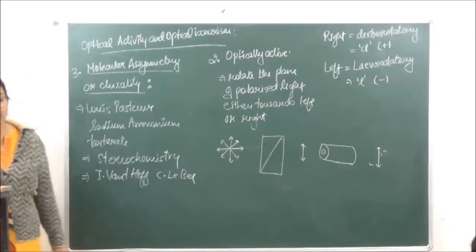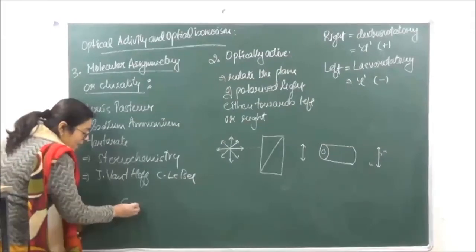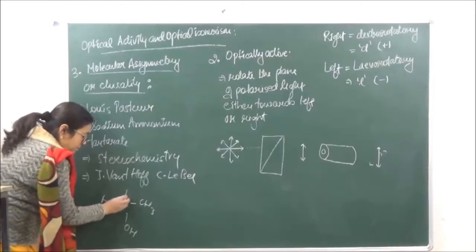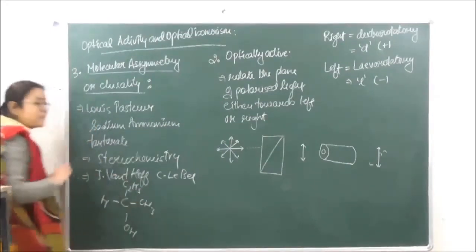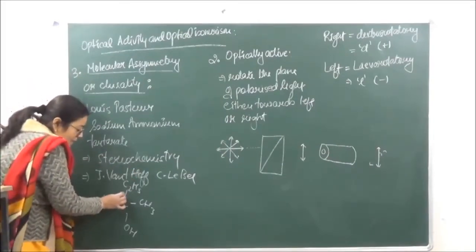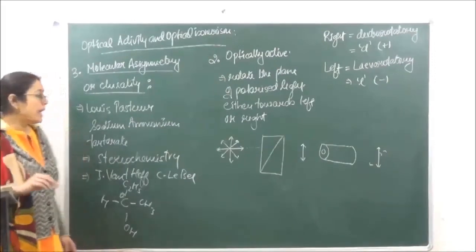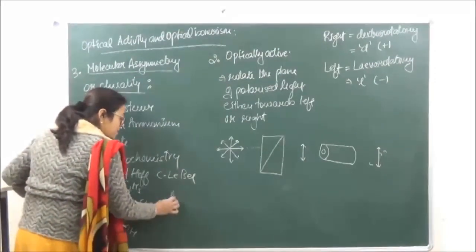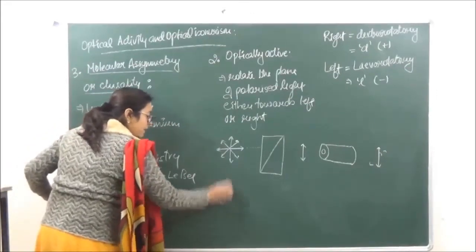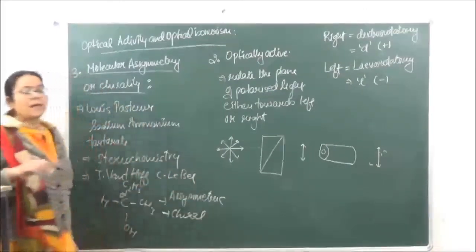Now what do you understand by chirality? That I will do later. First of all, let's take any carbon atom which has different groups attached to it. According to these two scientists, this carbon atom which has all 4 groups different attached to it was known as an asymmetric carbon atom, or a chiral carbon atom.